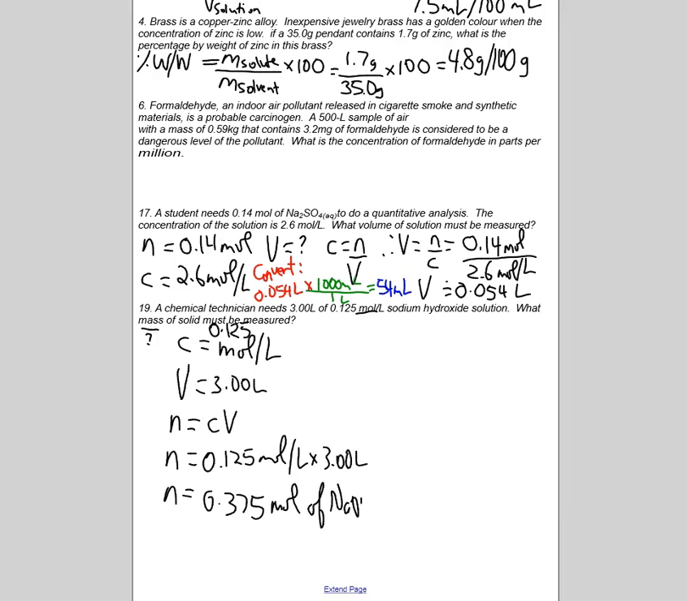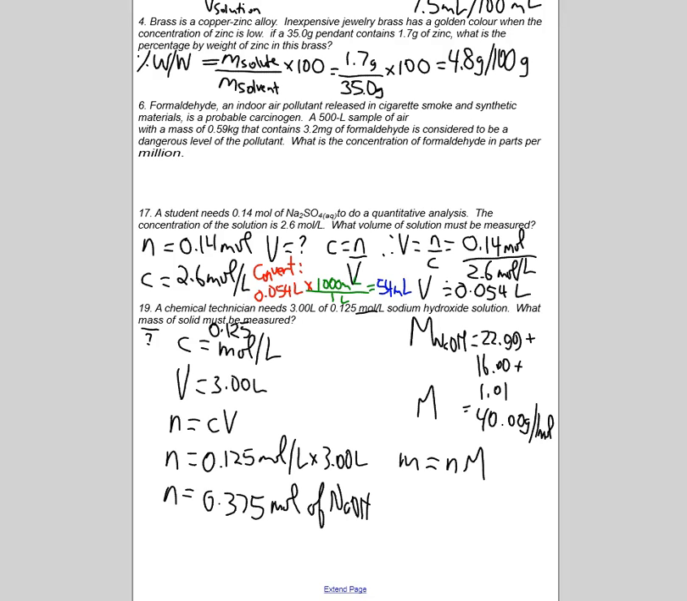Sodium hydroxide comes in units, where the molar mass of sodium hydroxide is about 22.99 plus 16.00 plus 1.01, which would be about 40.00 grams for every 1 mole. So that's the molar mass. And to calculate mass, we just take number of moles multiplied by molar mass.